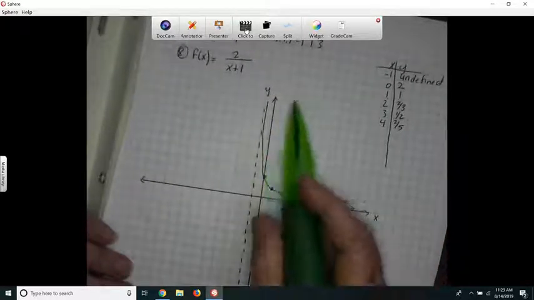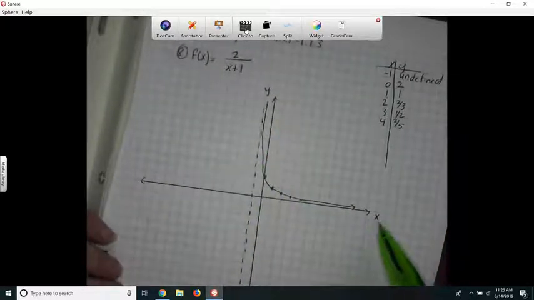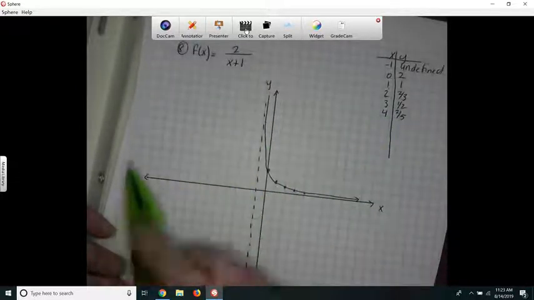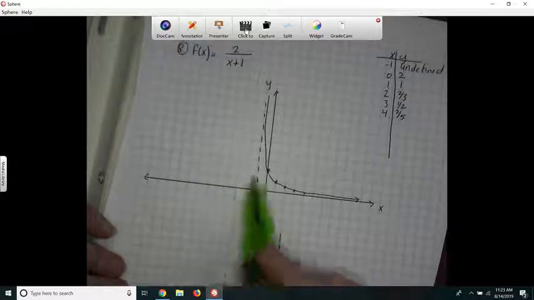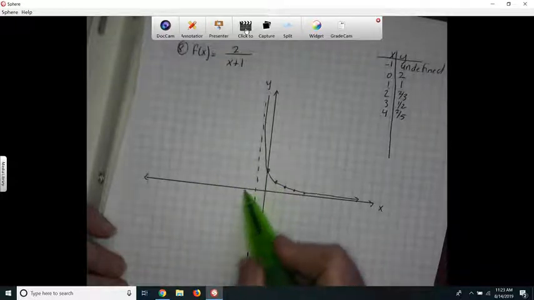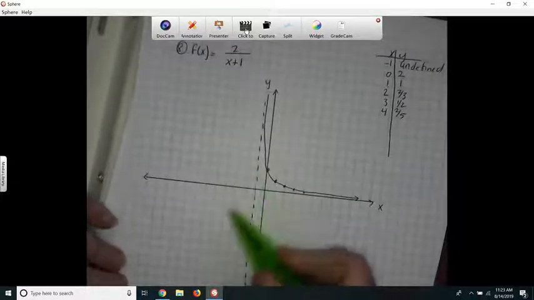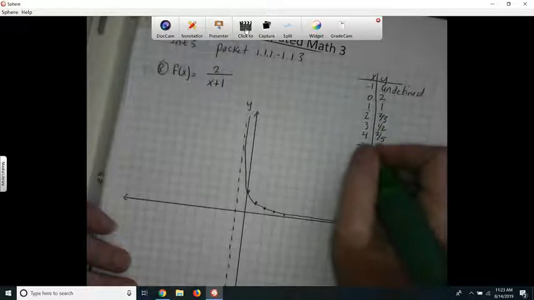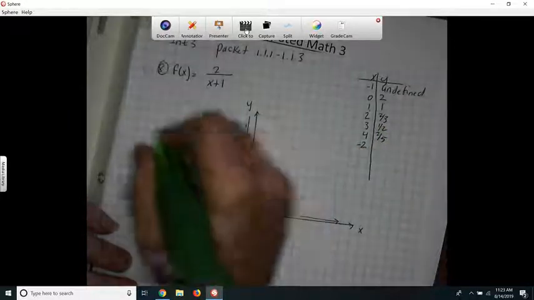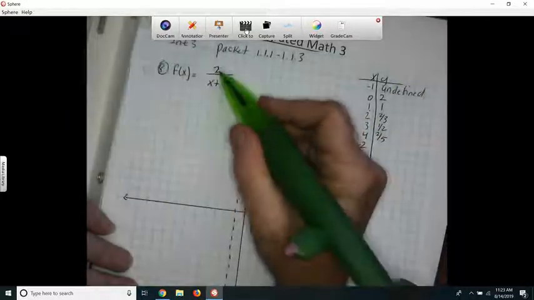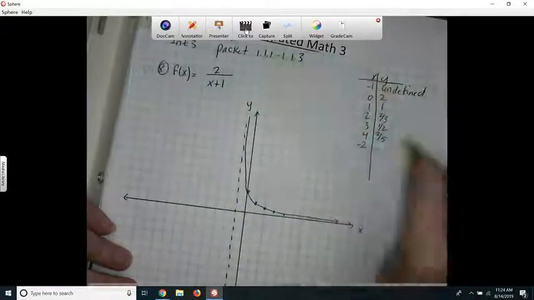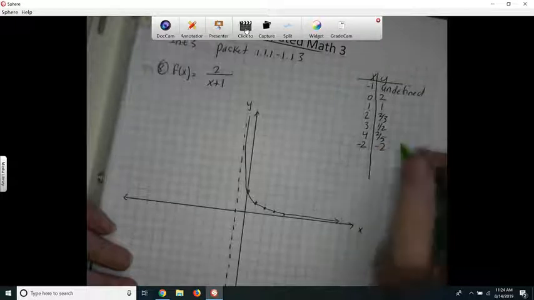Now that's all great and everything, but you have to think to check the other side. Is there any part of this graph that's on the other side? So I want to see, if I plug in -2, is that what's going to happen? So plug in a -2, just to see how the graph is acting over here. So 2 over -2 plus 1, which is -1. So that's going to be -2, -2.